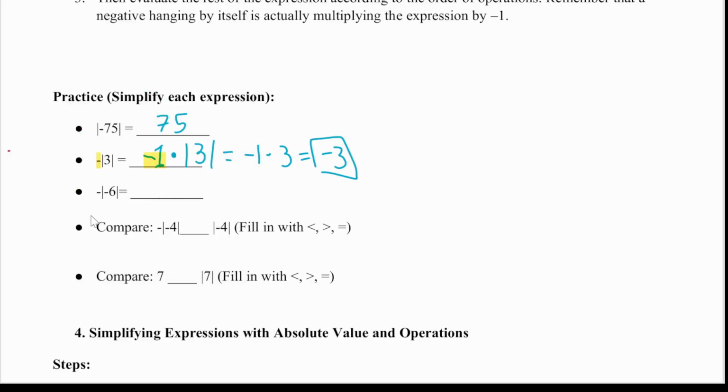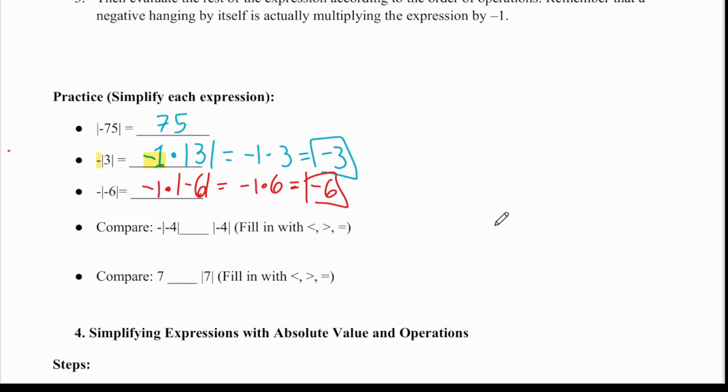Similarly, on the next one, I'm going to encourage you to pause the video and try that yourself and then compare with what we get. So for this next one, I'm going to rewrite that as -1 times the absolute value of -6. The absolute value of -6 is 6, and now I'm ready to do that -1 times 6 is -6 as our final answer.